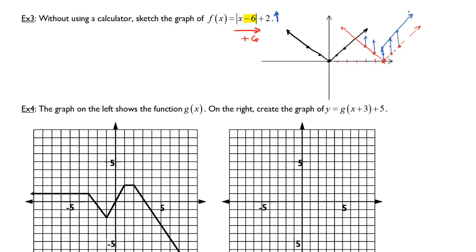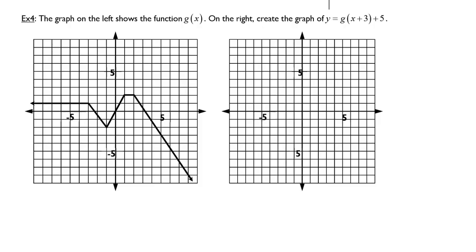So my new absolute value function will look something like this blue line here, where my lowest point will be at 6, 2. Now let's take a look at the graph on the left. It shows the function g of x, but there are some very obvious intersections that we can use for our transformation.